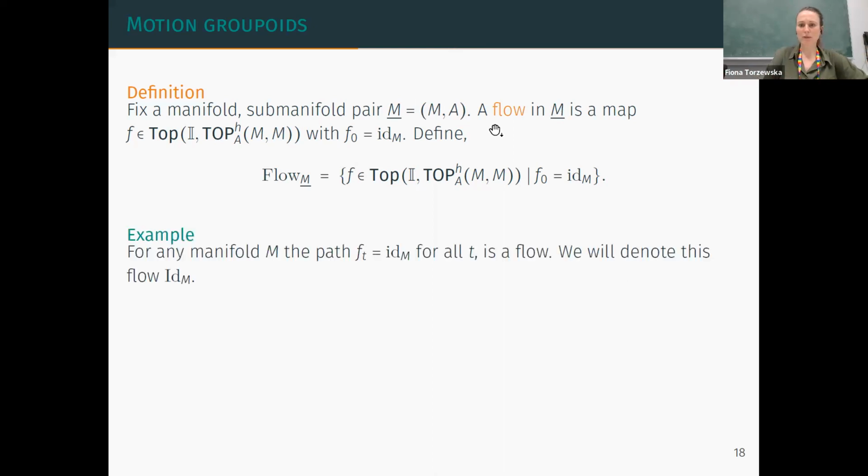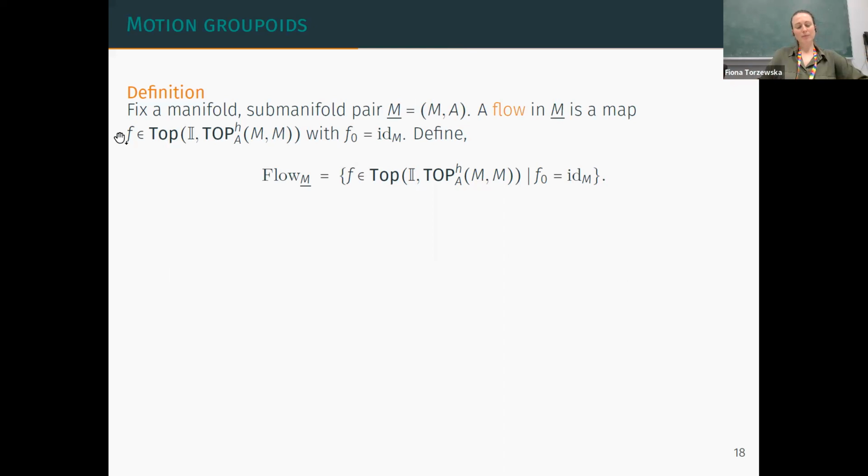Then we define what we call a flow in M to be a continuous map F from I, where this boldface I denotes the unit interval, just to make it shorter. So this F is just a path which has image in Top_A(M, M), the homeomorphisms from M to M, which I've topologized with the compact open topology. If you're not familiar with the compact open topology, it doesn't matter at all. The point is, it's a continuous path of homeomorphisms from M to itself.